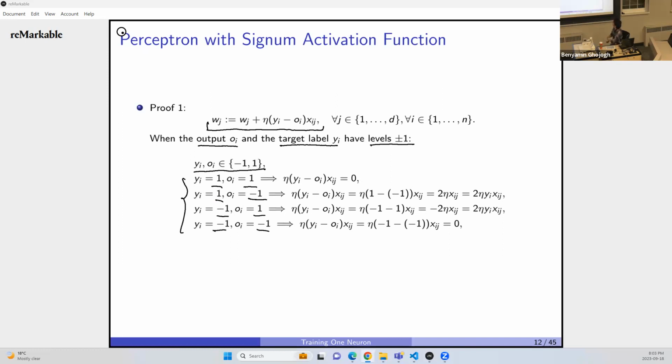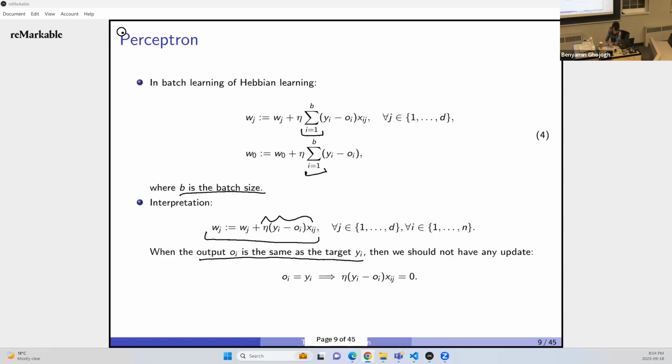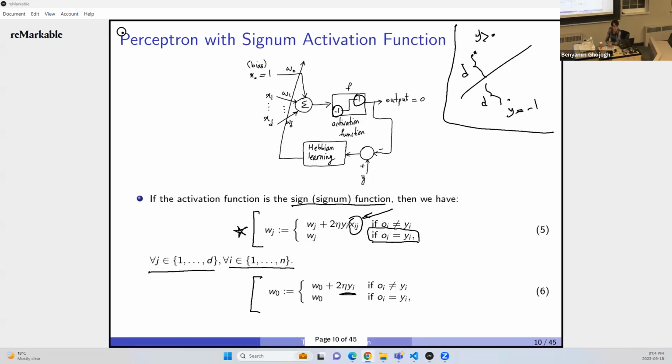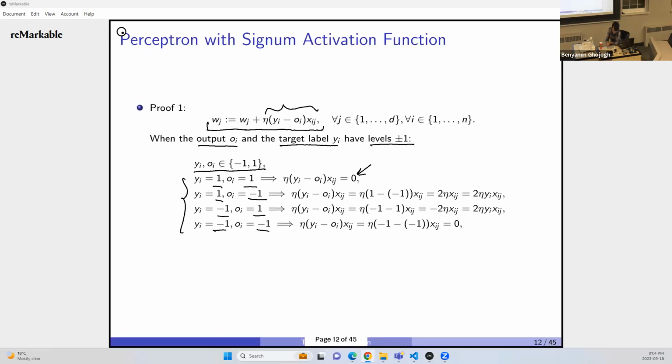When both are 1, this becomes 0. By the way, what am I doing here? I'm starting from this, which was for binary, and I'm deriving this formula for when I'm using sign. When both are equal to each other, this becomes 0. Also, this becomes 0.